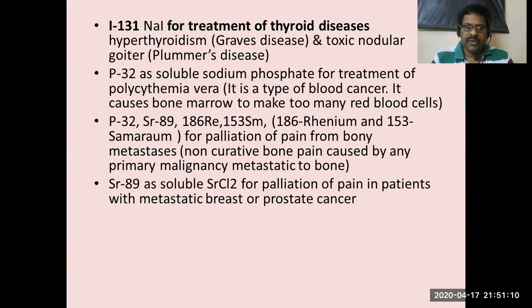Like that, phosphorus 32, strontium 89, rhenium 186, and samarium 153 are used for palliation of pain from bony metastasis. That means bone cancer, in which severe pain will be there. For relieving of pain, we are using this procedure. Strontium 89, a soluble form of strontium chloride, is used for palliation of pain in patients with metastatic breast or prostate cancer. For that, to relieve the pain, we are using this.